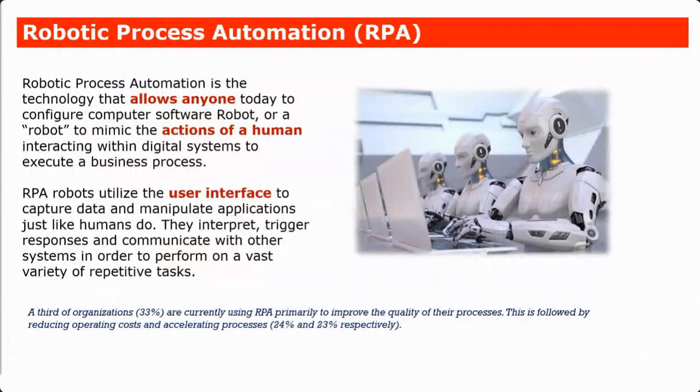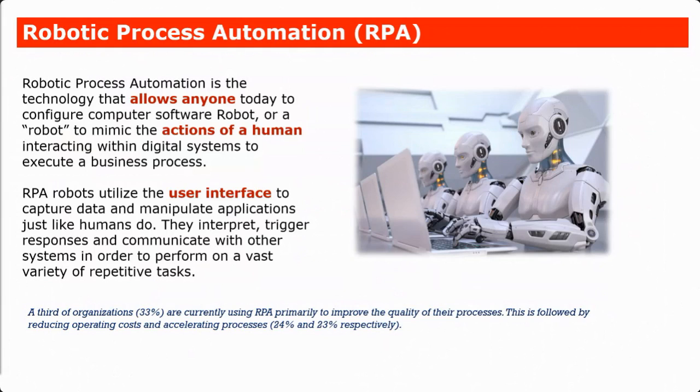So let's get started. What is RPA? Robotic process automation is a technology that allows anyone today to configure a computer software robot to mimic the actions that we do within our digital systems to execute business processes. All of us work on different processes in our office. We do some repetitive tasks. We go to certain web applications, or we do some manual work in Excel. All the work that we do on a daily or repetitive basis can be automated using a robotic process automation tool.